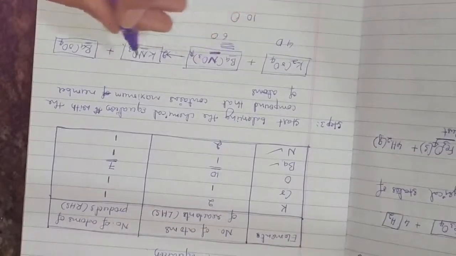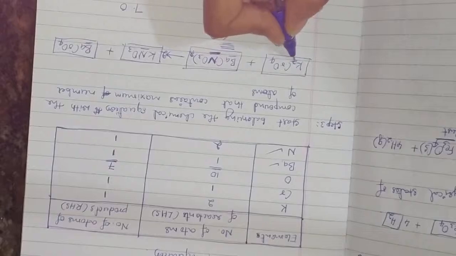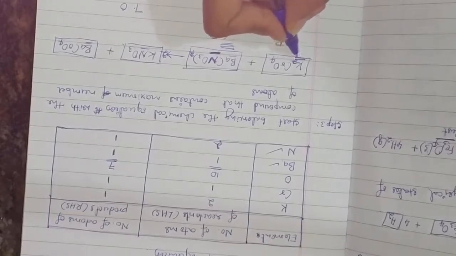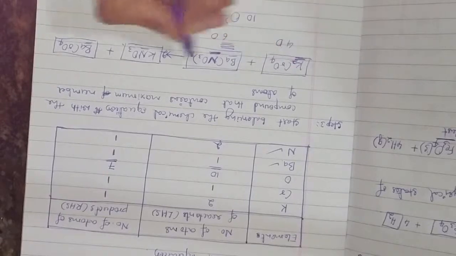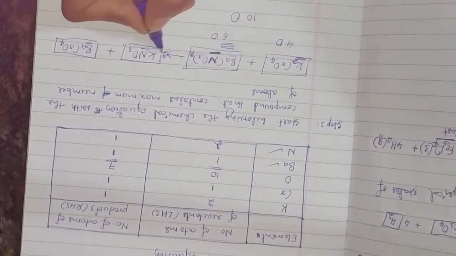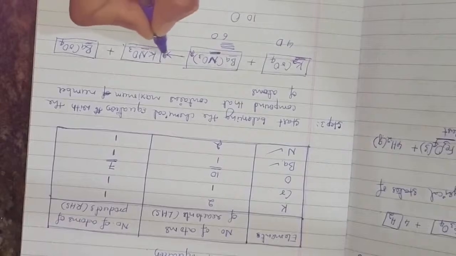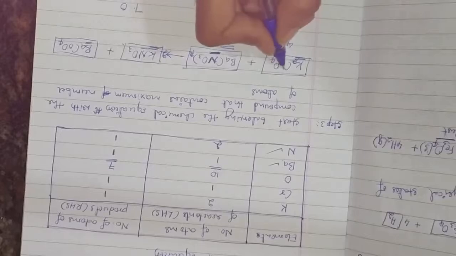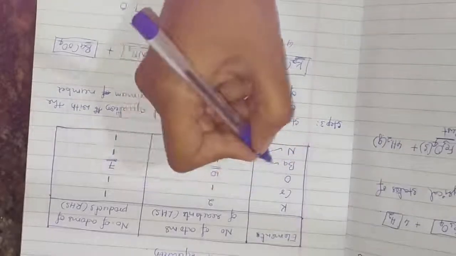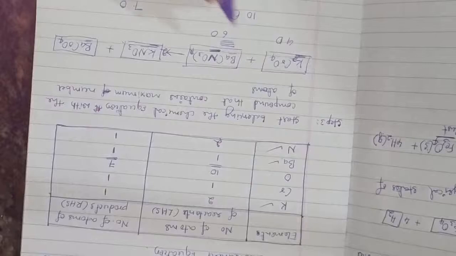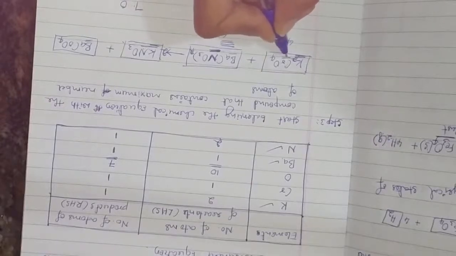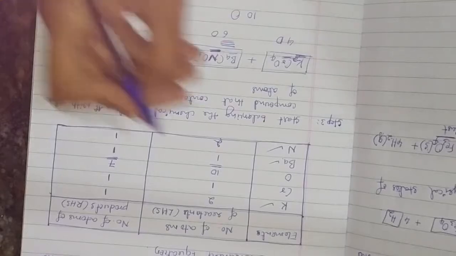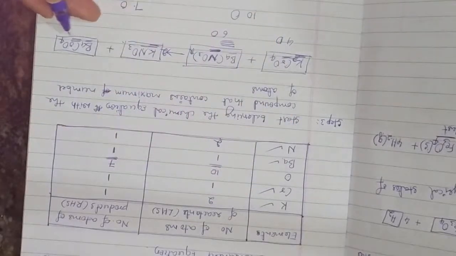Next we will see potassium. There are 2 potassium atoms in the reactant side, and in the product side also 2 potassium atoms are there. Potassium is also balanced. Now we will see chromium. Here one chromium is there, in the product side also one chromium is there. So chromium is also balanced.